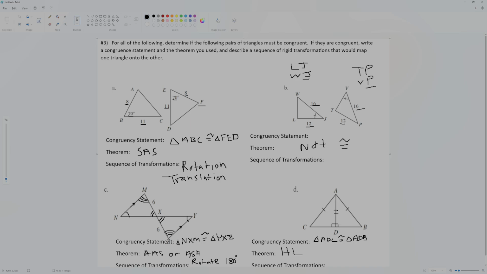Okay. We have a 90-degree angle. Our hypotenuse is ticked off. The other leg is ticked off for both triangles. And this would just be a reflection over line AD.